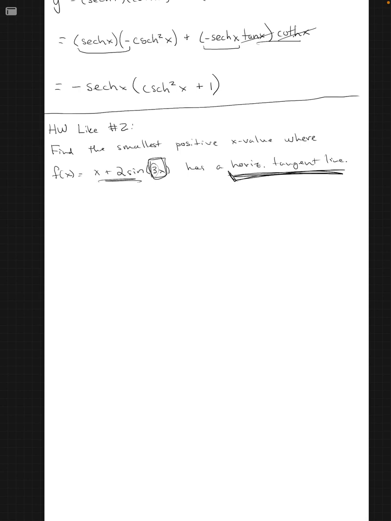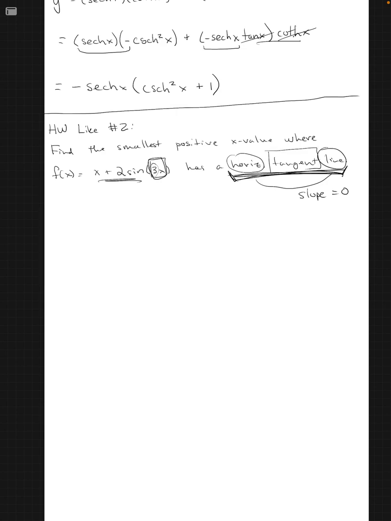But this horizontal tangent line, right? So if we just look at horizontal line, that means that the slope is equal to 0, right? The definition or a definition of a horizontal line is a line whose slope is equal to 0.